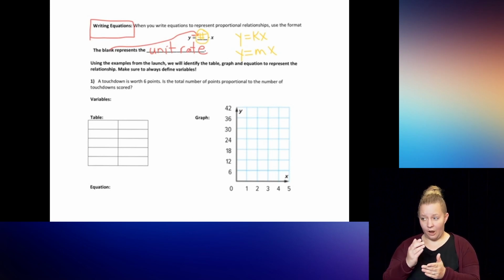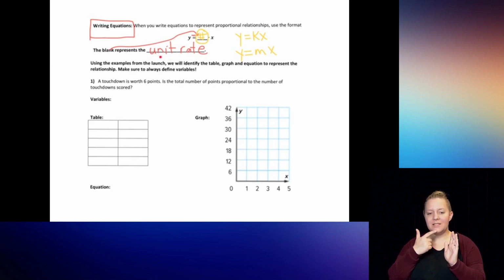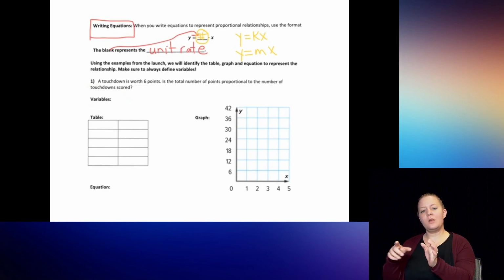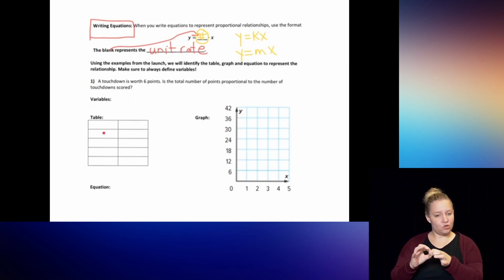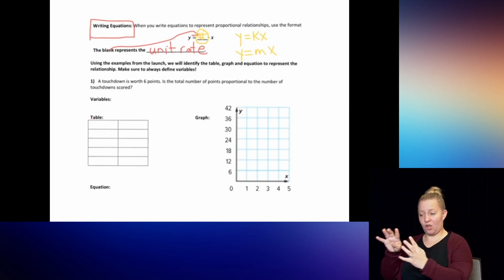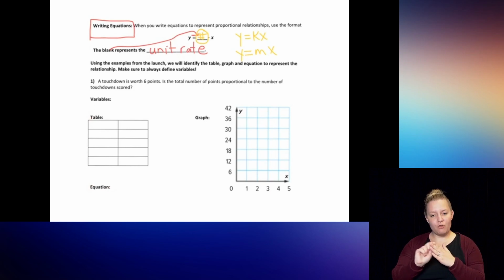Alright, so now let's get into our examples. Like I said, it's coming from that launch, the ones you already predicted, and we're going to practice representing the relationships in multiple forms. You're going to be given the word form, and from those words we're going to identify our variables, just like in science class when you have to identify the independent and dependent variables in a relationship. We're going to represent numbers in a table and then graph those numbers in ordered pairs in the graph, and then we're going to write the equation to represent all of it.